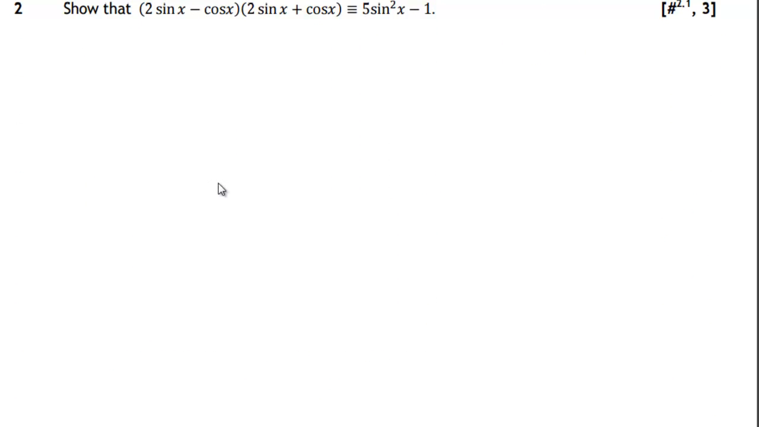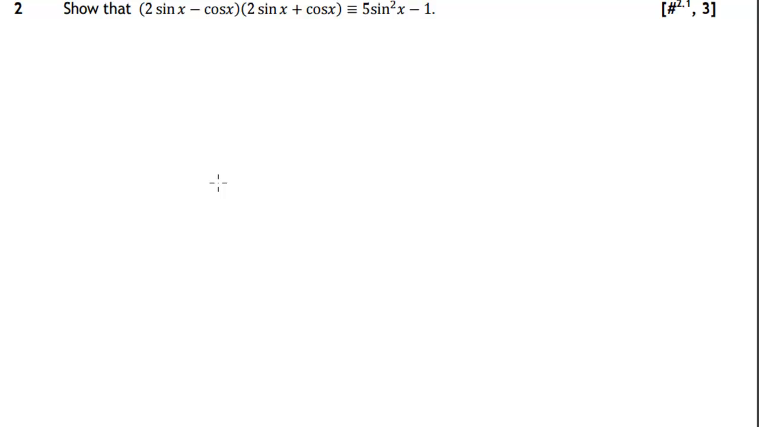A little bit of thinking needed, but as long as you go down the right road and remember some key facts, then you should be okay. This is a show that question, a sort of proof type question, where we're trying to demonstrate that the expression here on the left hand side can be transformed into what's on the right hand side. Notice we've got an equivalent sign here. So we're trying to show that 2 sin x minus cos x multiplied by 2 sin x plus cos x is equal to this thing.